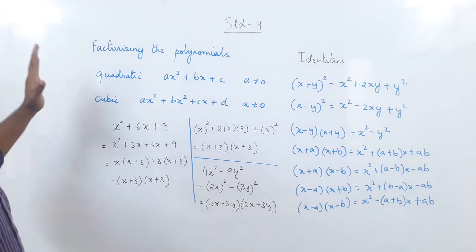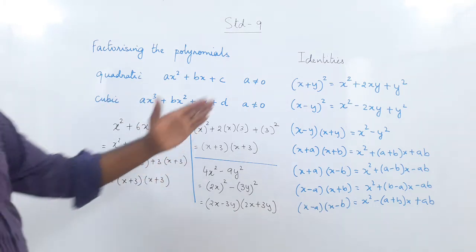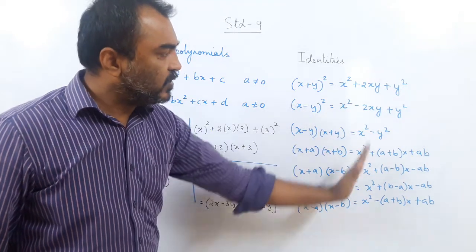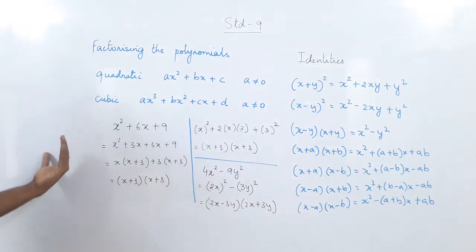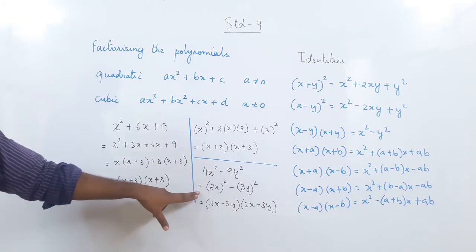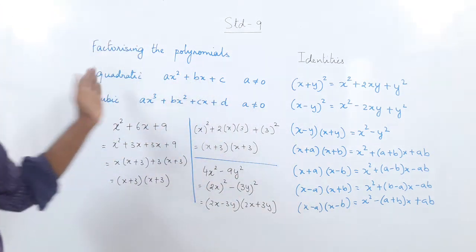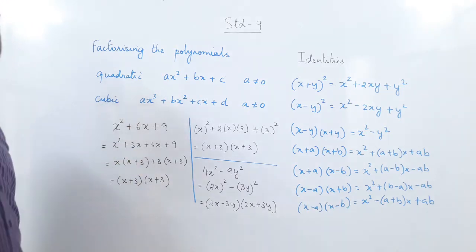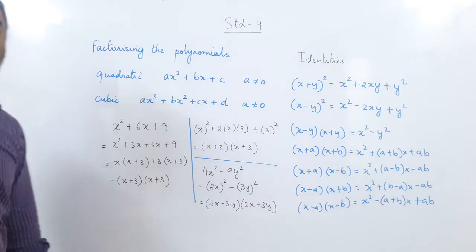So I am hoping that you are generally getting what is factorization. We have learned the identities last year, how multiplication is done, and using these identities we are going to factorization. Here we are using an identity, or you can use the method of splitting the middle term. You are at your liberty to choose whichever method you want. According to the sum, choose your method and do the factorization.